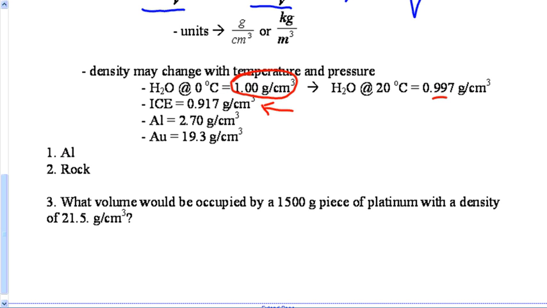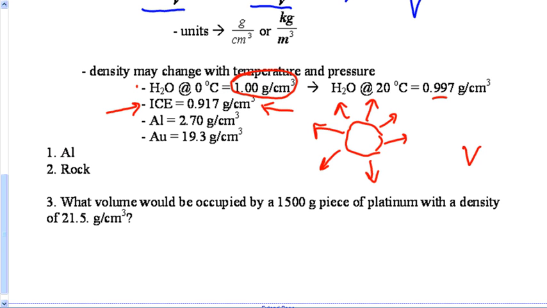But look at ice. Ice is 0.917. Why does ice, if ice is made of water, have less density? Well, you've got to remember something. What happens to water when it freezes? That's right, it expands. And if that water expands, if the volume goes up, then the density goes down, is what's actually going to happen in this case.